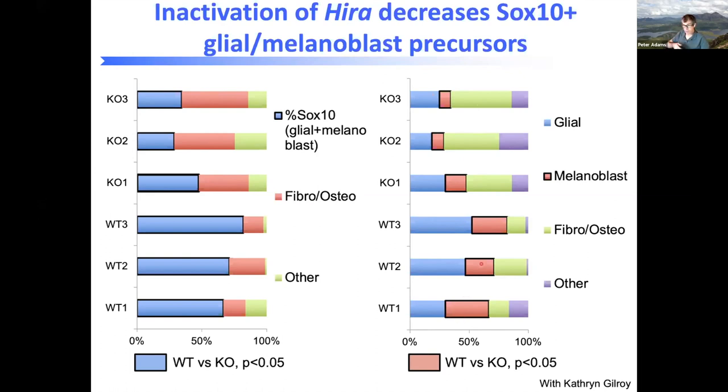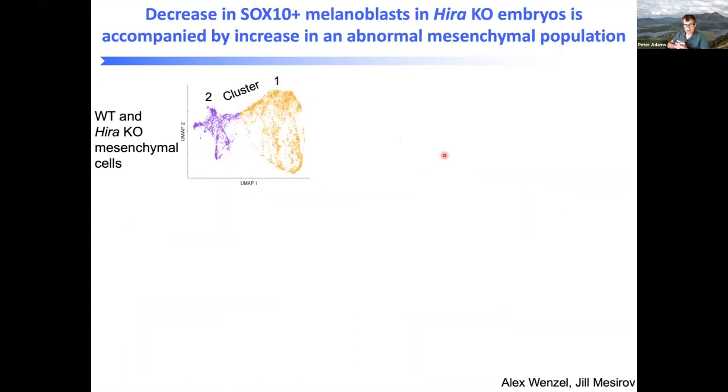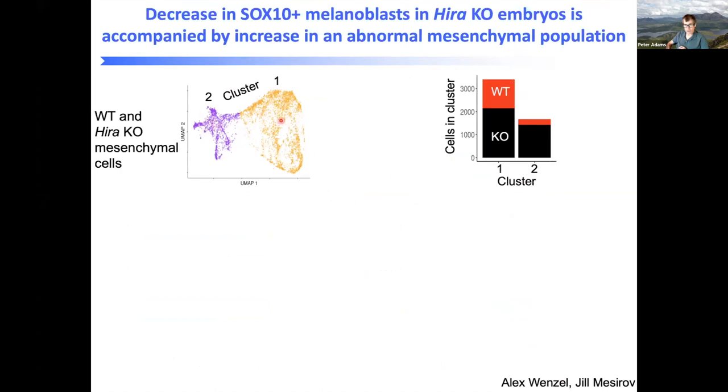So this supports the original in vitro result and the staining of the embryos, showing that if we knock out HIRA specifically in the melanoblast, then that leads to a decrease and impaired specification of the melanoblast lineage in the embryos. We've then looked at that data a little bit more closely here, collaborating with Alex Wenzel and Jill Mesirov at UCSD. And they further broke this mesenchymal population of cells into two different clusters, which they call cluster one and cluster two. And interestingly, this cluster two is predominantly made up of the knockout cells. Okay, in the wild type embryos, this is quite a rare population.